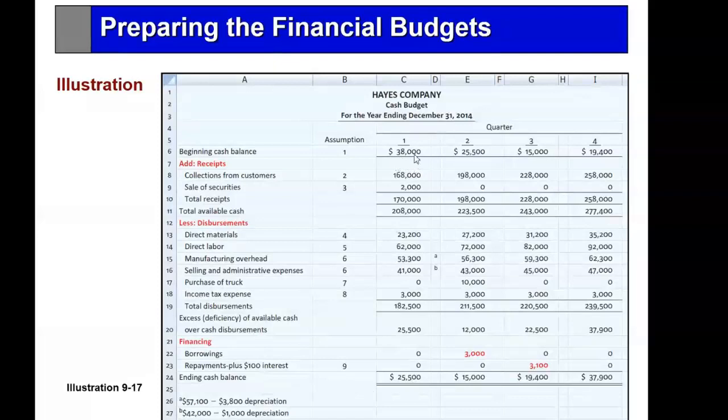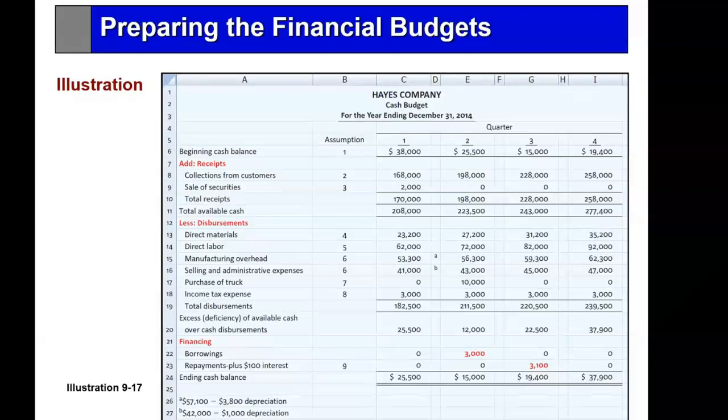Quarter 1, I'm starting off with $38,000. In are my collections from accounts receivable, $168,000. Plus, I'm going to sell shares or securities that I own of another company, $2,000. So I'm going to have 170 coming in. I already have 38, so I have 208,000 cash on hand. I'm going to pay $23,200 for direct material, 62,000 from my direct labor budget.